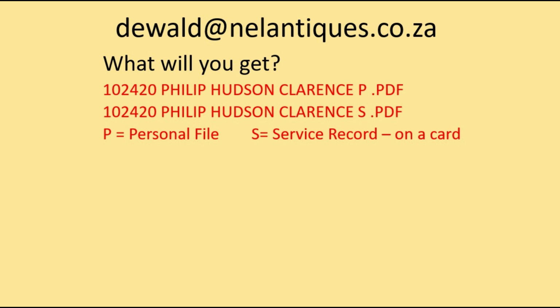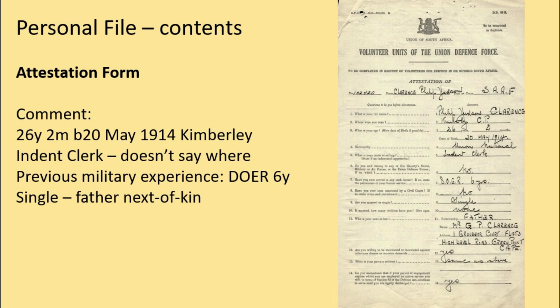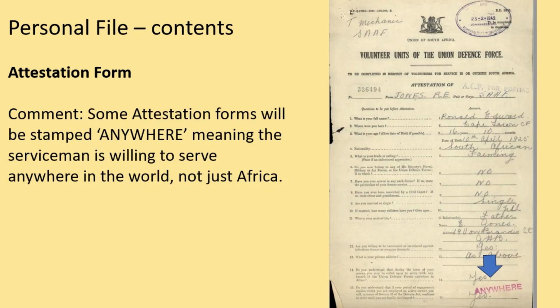What you will get, usually 2 files, one with a P at the end of it and the other with an S in its title. My guess is that P is personal file and the S stands for service record. The personal file will contain things like the attestation form, that's to say when the serviceman swears to do his duty to protect his land of South Africa. Now, some of the attestation forms, such as this one, have an additional stamp on it with the word anywhere.